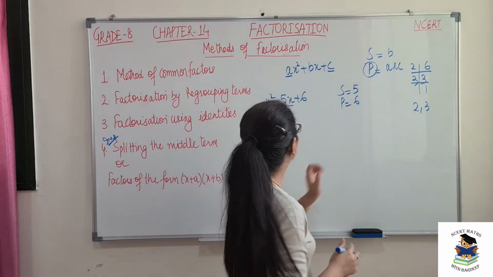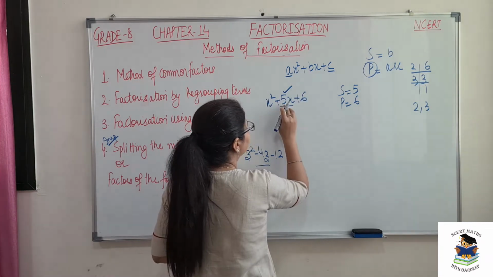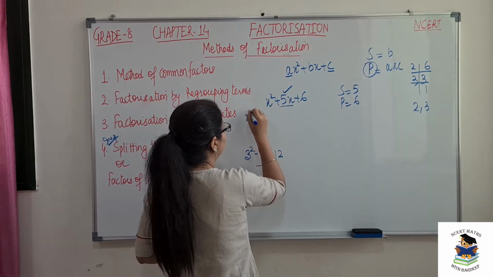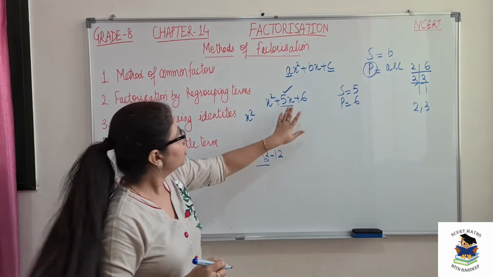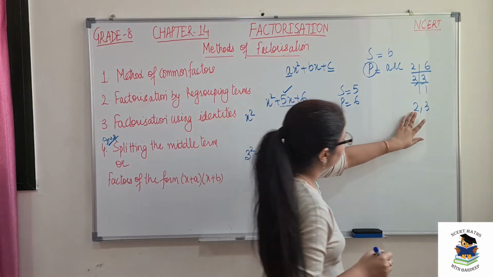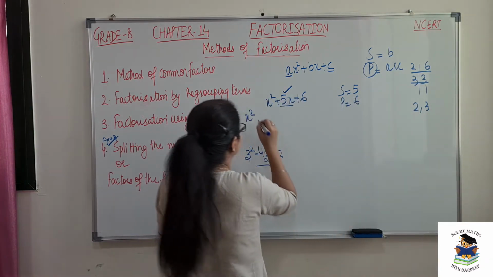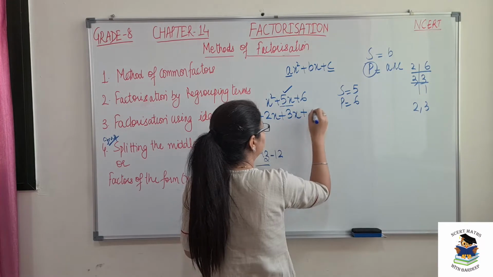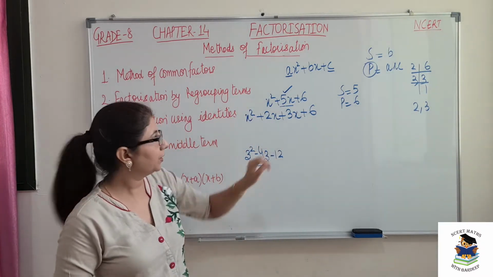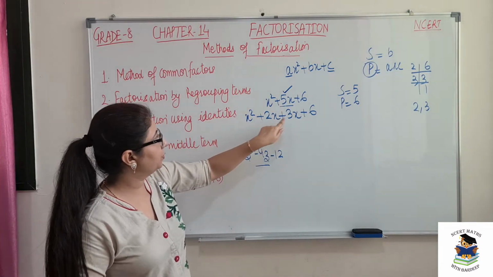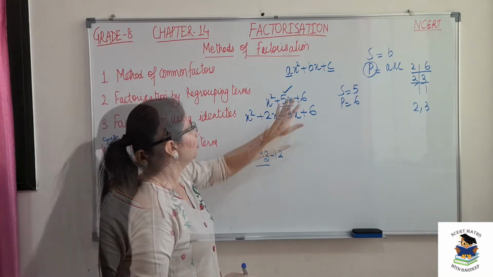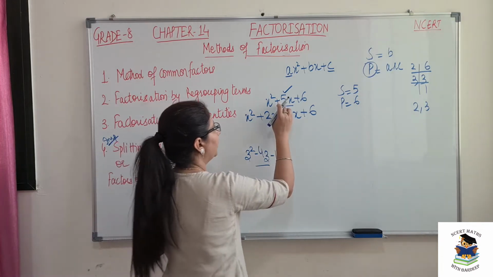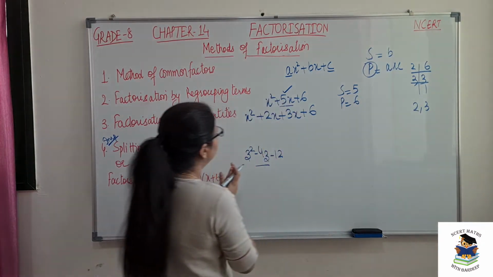So what I will write is, I will always split the middle term. These two terms should not be changed, that is x square. This 5 is from this. So we will write the variable with each term, that is 2x and 3x plus 6. So 5x can be written as 2x and 3x. This is splitting of the middle term, in which this 5 is taken from these two numbers.